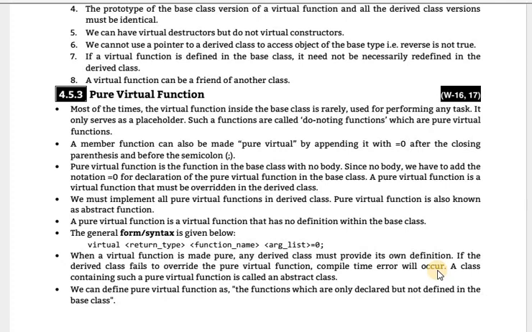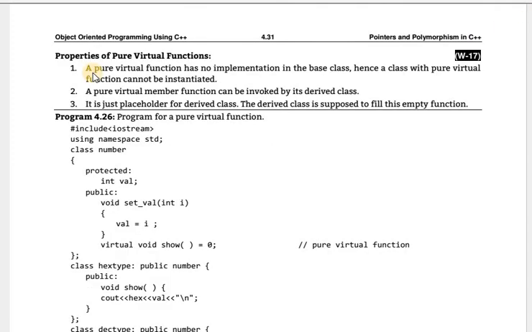So see here, if we declare a pure virtual function without any body in the base class, in the derived class we must write the body of the virtual function. A class containing such a pure virtual function is called an abstract class. We can define a pure virtual function as a function which is only declared but not defined in the base class. So, properties of pure virtual functions: a pure virtual function has no implementation in the base class. Hence, a class with a pure virtual function cannot be instantiated.